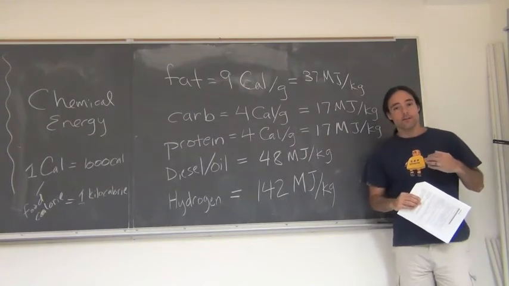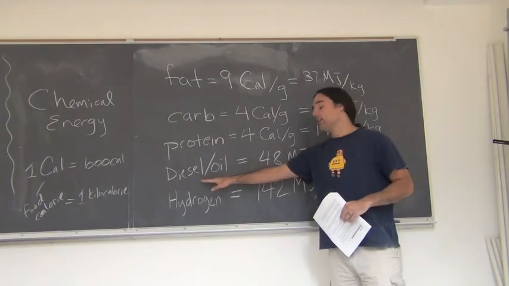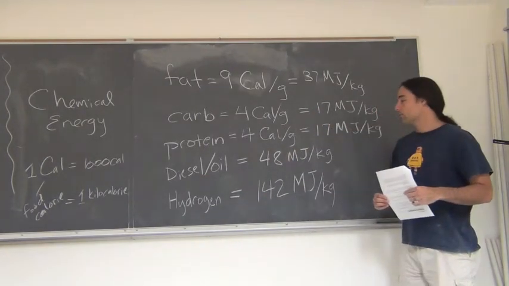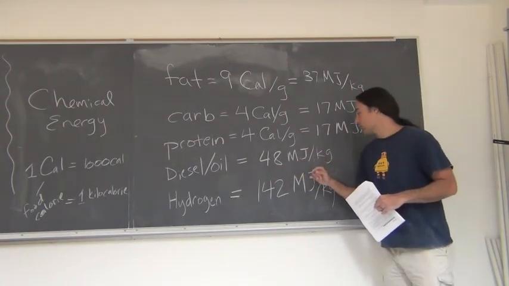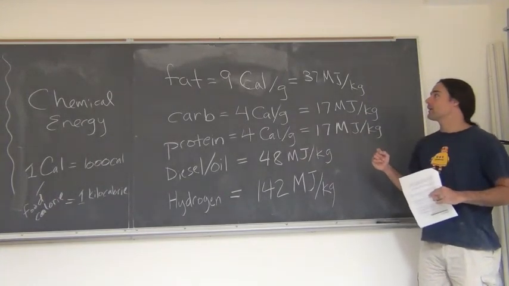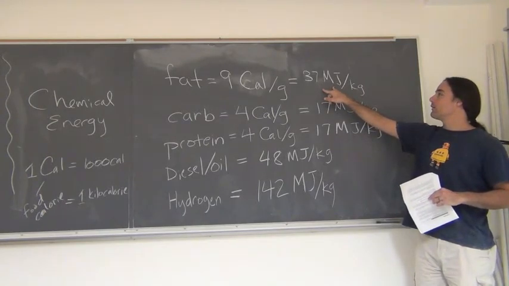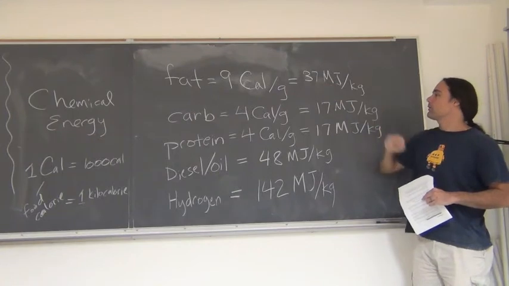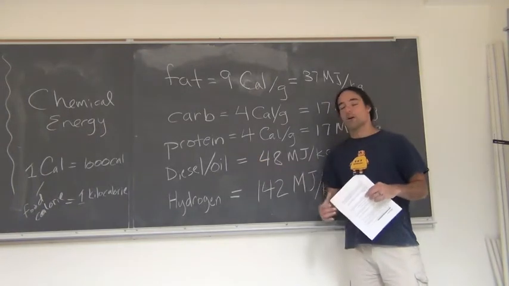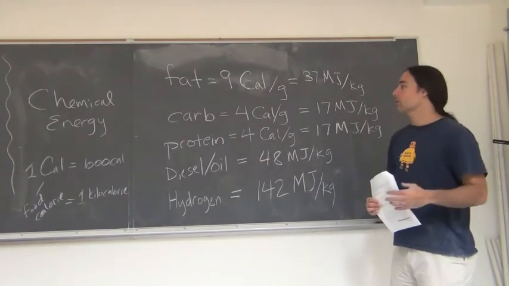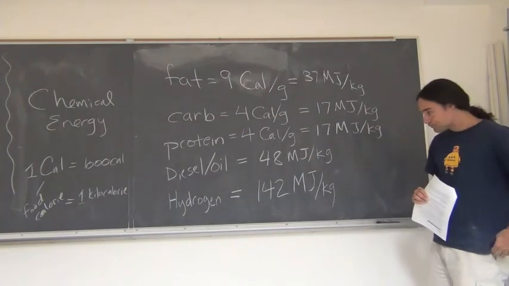Now that's not the only chemicals that we're used to working with. We also have diesel, oil, gasoline, those kinds of chemicals. They have a bit more energy content, so they're about 48 megajoules per kilogram, so about 3 times what you'd get out of a carbohydrate, and about 33% more than you'd get out of fat. So this is one of the reasons why we run our cars on some sort of gasoline or oil or diesel, as opposed to fat or carbohydrates, which our bodies run on.